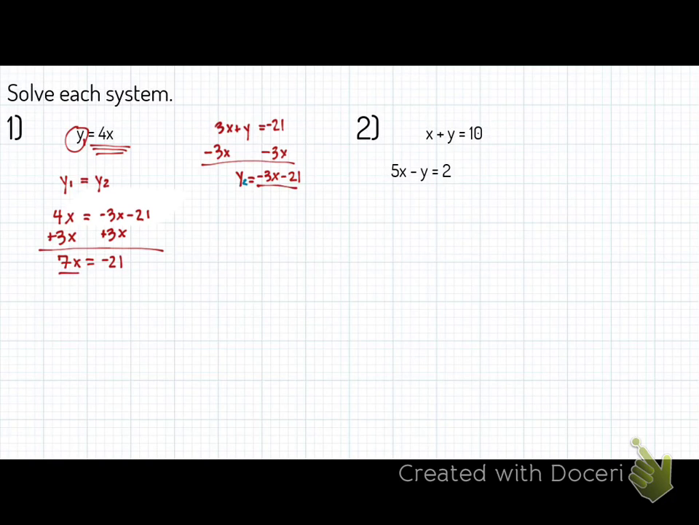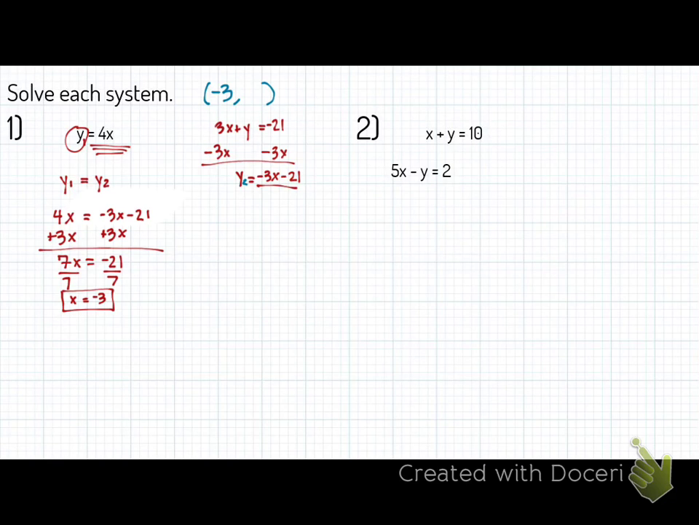Okay, divide both sides by 7. So x is equal to negative 3. Okay, that's your x value, but remember, I want my final answer to be an ordered pair, so that it says negative 3 what, right? How do I get the y? Just plug it back in.